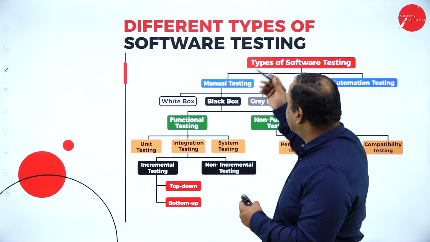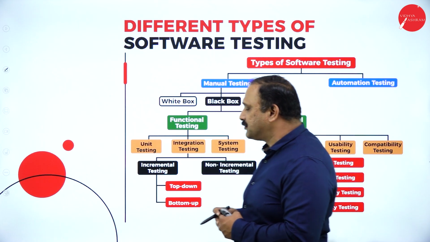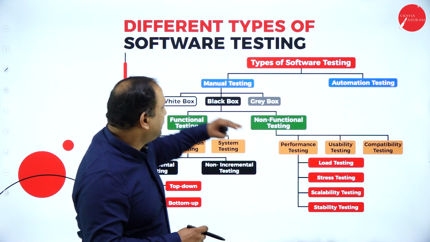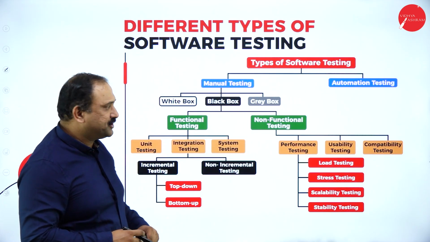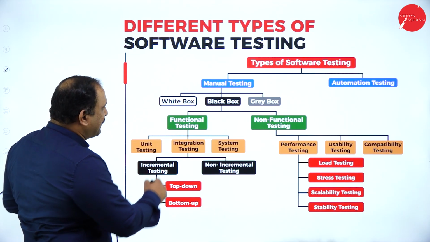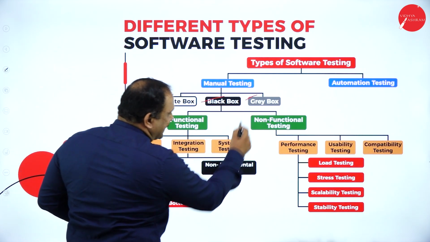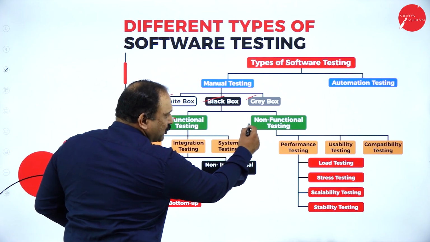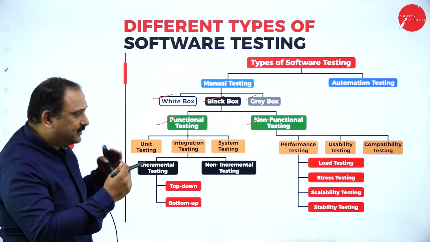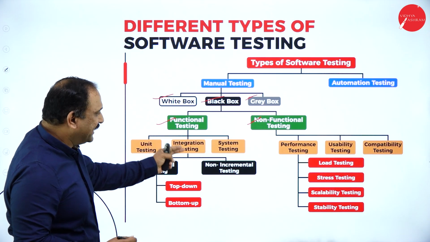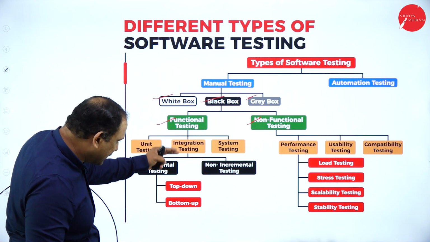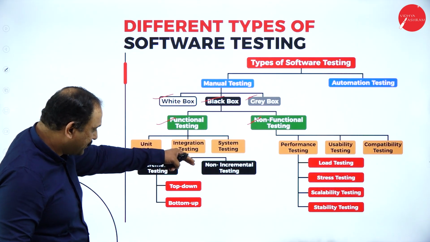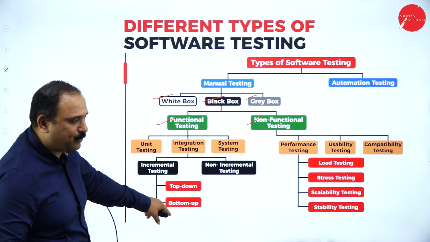Followed by which, let's try to understand the different types of software testing. So we have manual testing and automation testing. Under manual, we have white box, black box, and gray box. Under black box, you have functional testing and non-functional. So what is under functional testing? Unit, integration, and system testing. Under integration, incremental and non-incremental. So you have a top-down and a bottom-up approach.